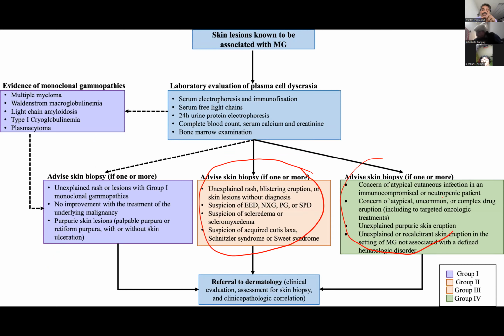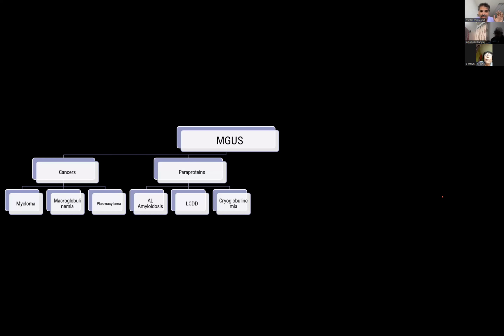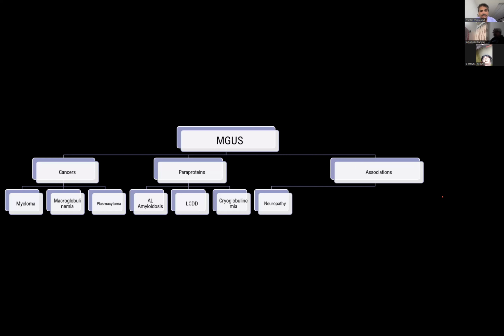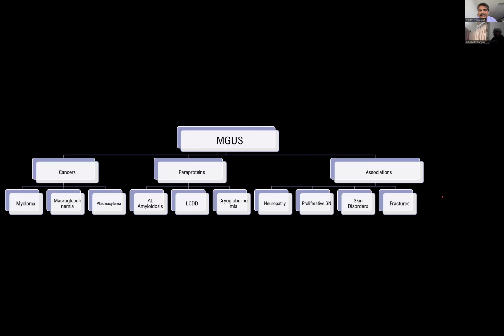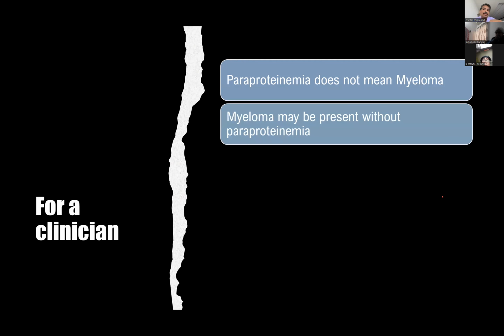So if I look at monoclonal gammopathy of undetermined significance, there are more than 350 associations. Cancers are myeloma, Waldenstrom, plasmacytoma, amyloidosis, light chain deposition disease, cryoglobulinemia, which are not malignancies, as I showed in that spectrum. Associations can be neuropathy, proliferative glomerulopathy, skin disorders, fractures. Most patients of rheumatoid arthritis have a monoclonal protein. So for a clinician, remember, paraproteinemia, M-band does not mean myeloma or Waldenstrom if it's IgM. Myeloma can be present without paraproteinemia if they are non-secretory. So either way, do not stop there.